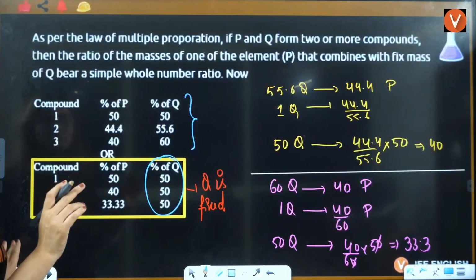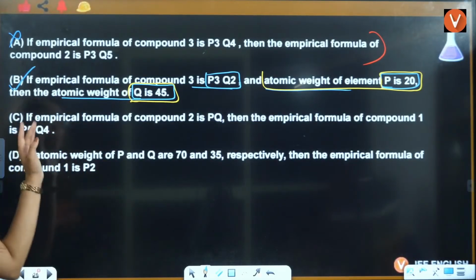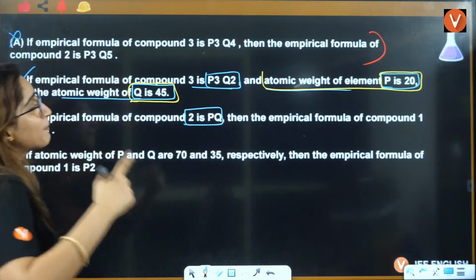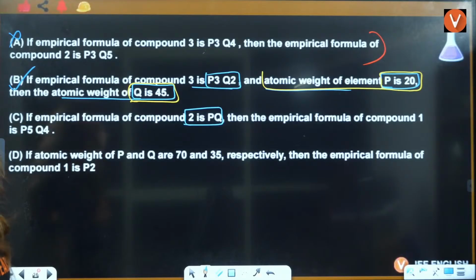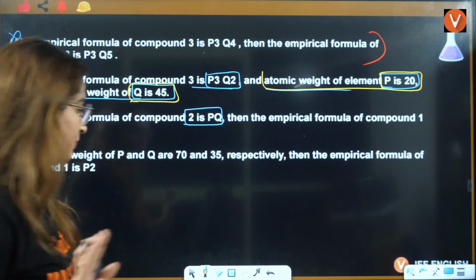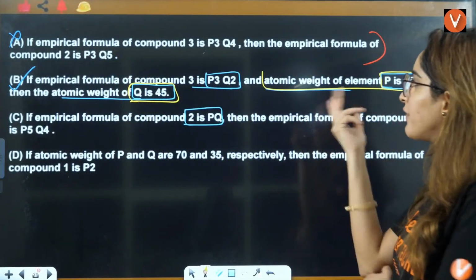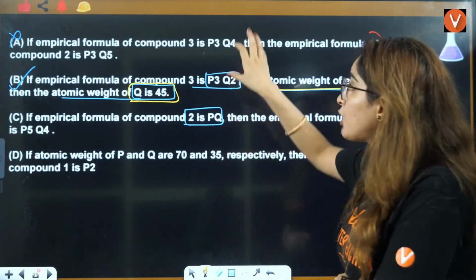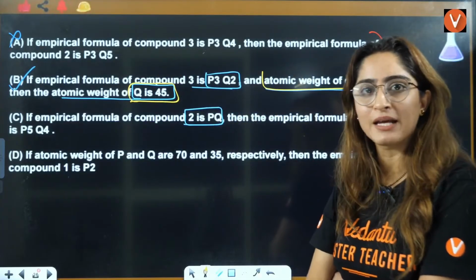Now the third statement is: the empirical formula of compound 2 is PQ, then the empirical formula of compound 1 is P5Q4. Again, you have to apply the law of multiple proportion here, because when the comparison is given, you have to apply it. You can't solve it by empirical formula because no atomic mass is given. In option B, they have given you atomic mass, so that's why you were able to calculate the empirical formula.